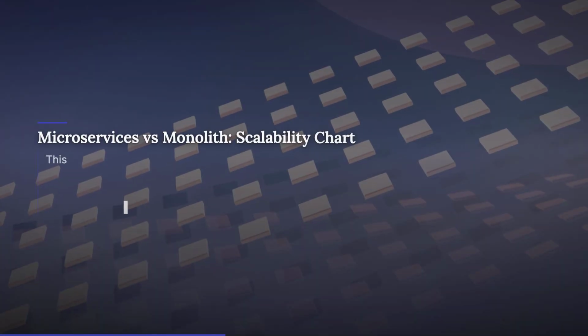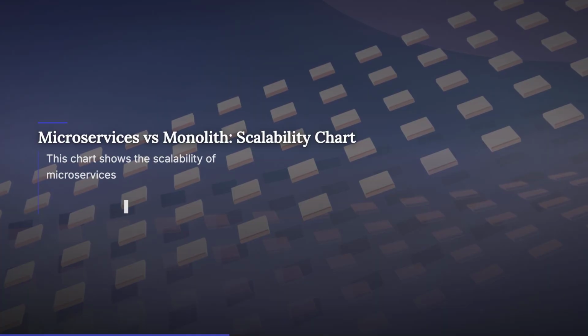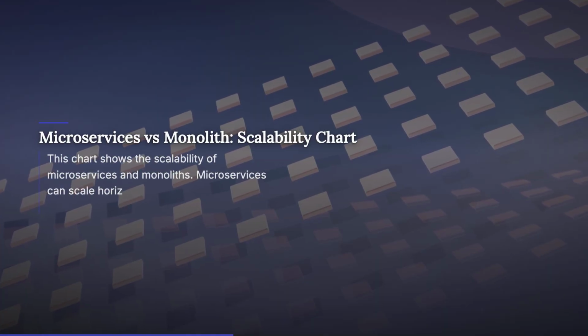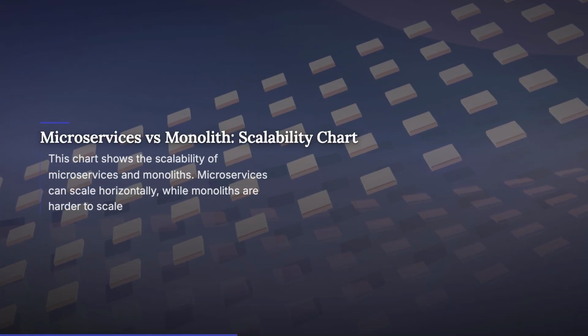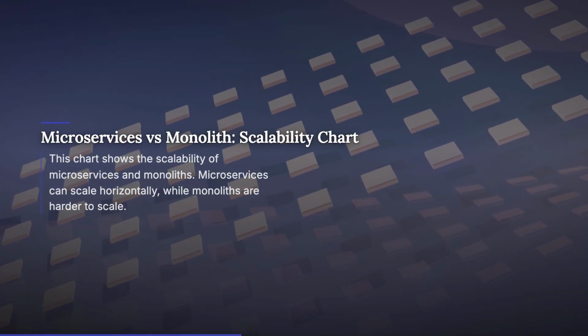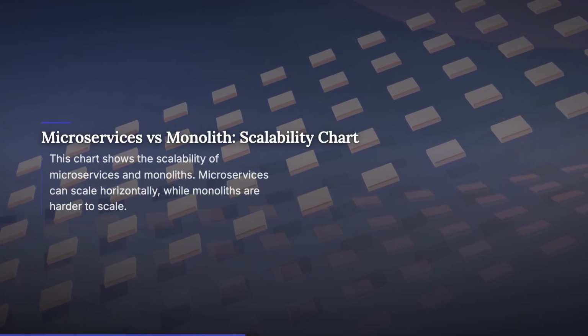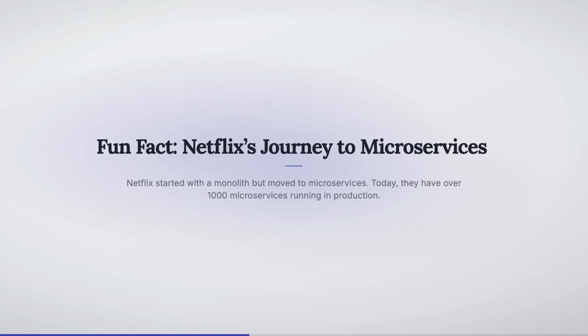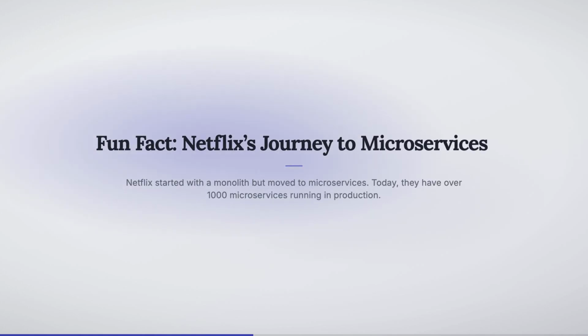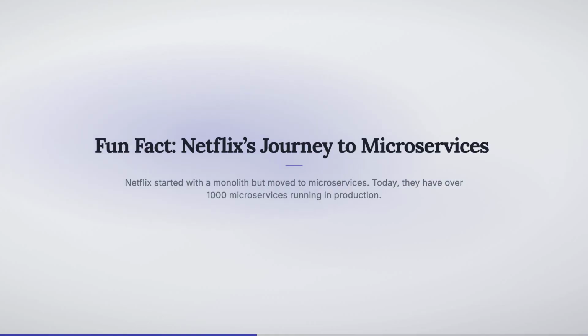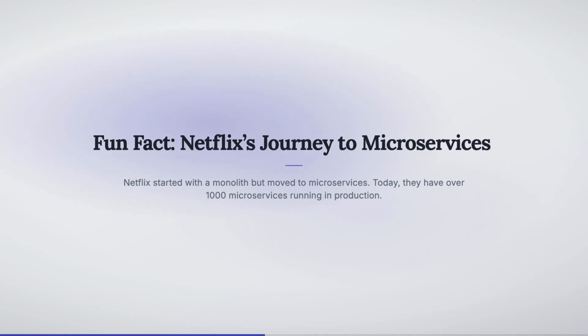This chart shows the scalability of microservices and monoliths. Microservices can scale horizontally, while monoliths are harder to scale. Netflix started with a monolith but moved to microservices. Today, they have over 1,000 microservices running in production.